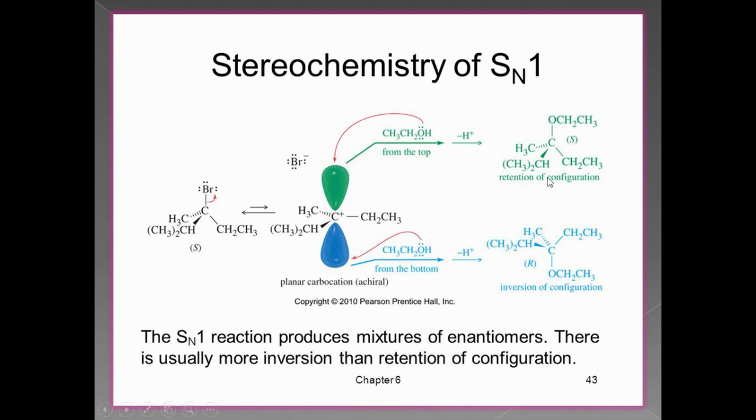But in this case, if you have both types of products in 50-50 percentage, there is a possibility of formation of this type of products. So here there is a chance of 50-50 percentage of products in the SN1 reaction.